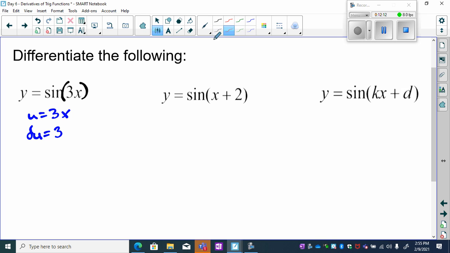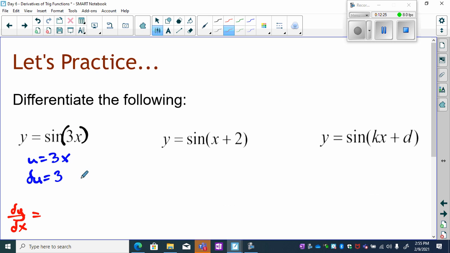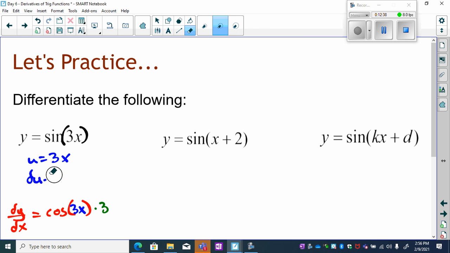Now, when I go to do the derivative, if I use Leibniz notation, dy over dx is going to equal... It's a sine function. Remember, the derivative of any sine function is cosine. So it's cosine, and I write my u value, which is 3x, times my du, which is 3. Okay? I'll do this in green, just kind of organize it a little bit.